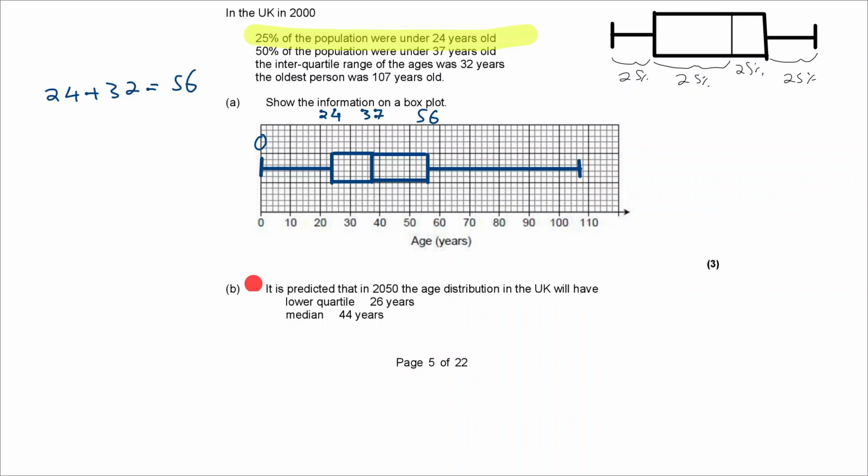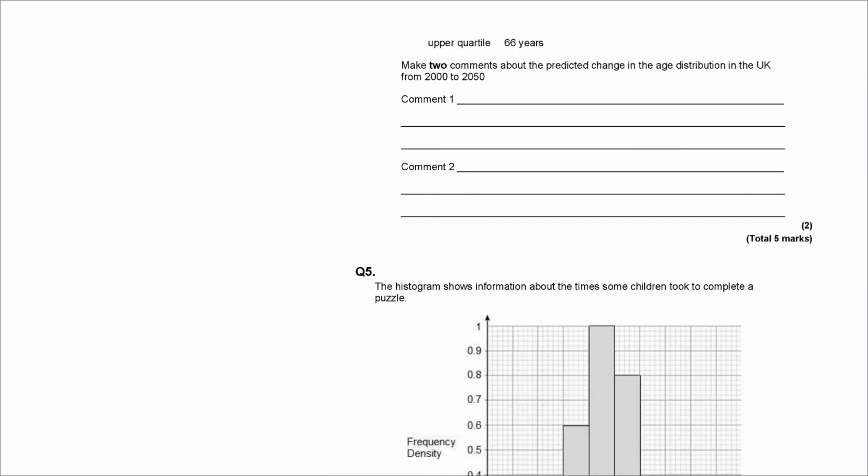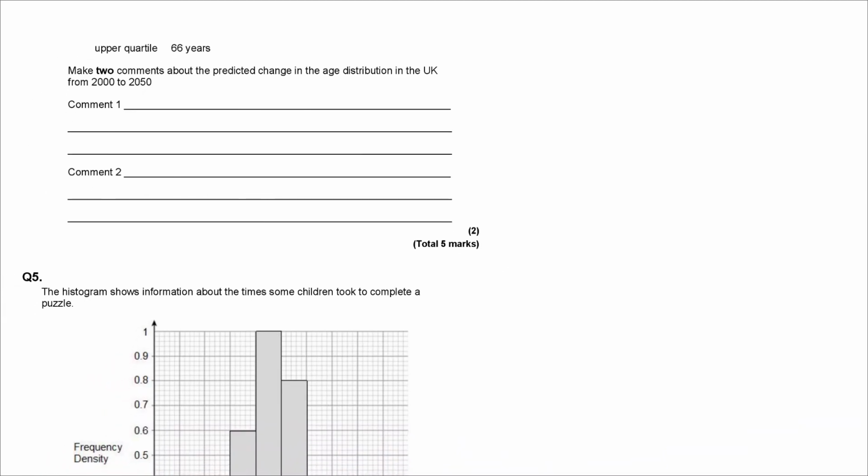Okay, part B says, it is predicted that in 2050, the age distribution in the UK will have a lower quartile of 26, a median of 44, and an upper quartile of 66. And here we go. The same kind of question again, guys, we've been looking at in class and the video. Make 2 comments about the predicted change.